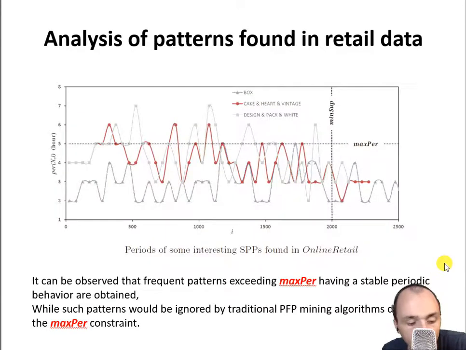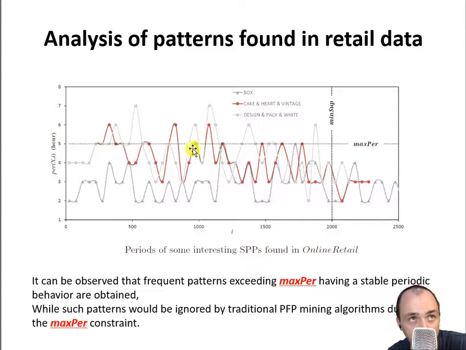Now, what is more interesting is some patterns we found in the real data. I want to talk to you about this. So here we look at three sets of items. Box. We have the periods of box. Box is in blue here. And here we have the periods. We have the periodicity on the y-axis, and we have the maximum periodicity.